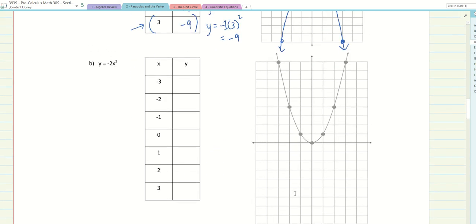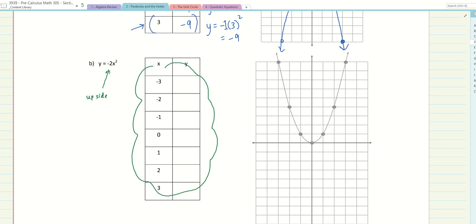All right, so when we take a look at this one, we don't really need to fill out the chart. We're trying to get away from having to do a T-chart all the time. Let's just see if we can figure it out. We know that it's going to be upside down, and it's going to be vertically stretched by a scale factor of 2. So, watch what I do here.